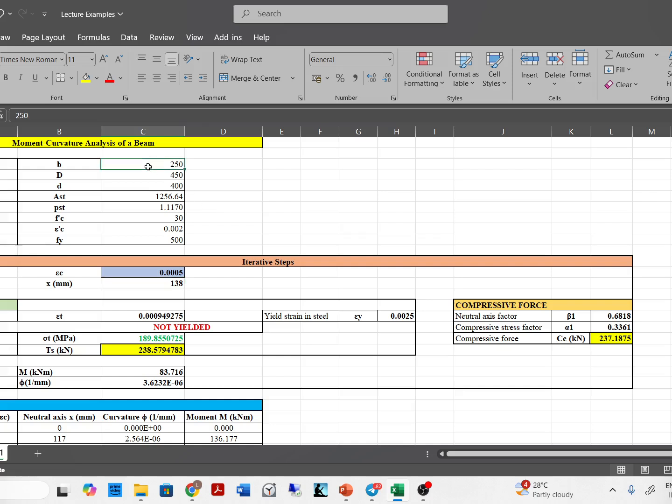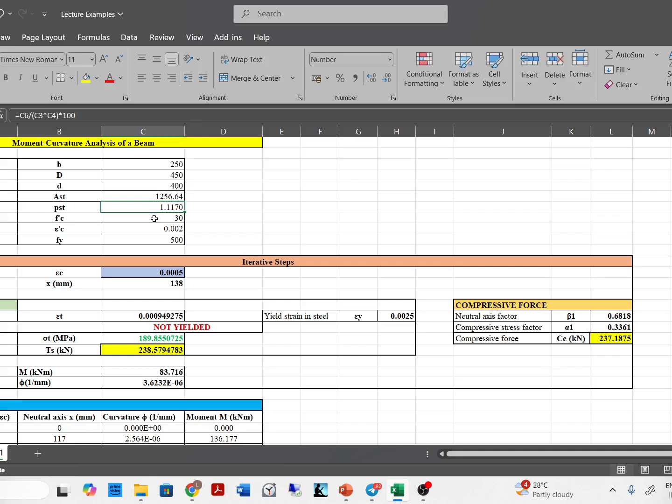So we have the width of the beam, that is 250 millimeter. Then the overall depth is 450 millimeter, right? Then considering an effective cover of 50 millimeter, we obtain the effective depth as 400 millimeter. Then the area of steel in tension, that is 4 rebars of 20 diameter, that is 1256.64 millimeter square. Then we have the percentage of the steel reinforcement, that is 1.18 percent.